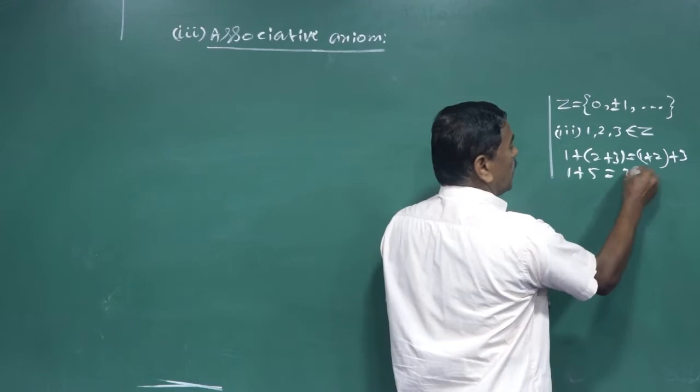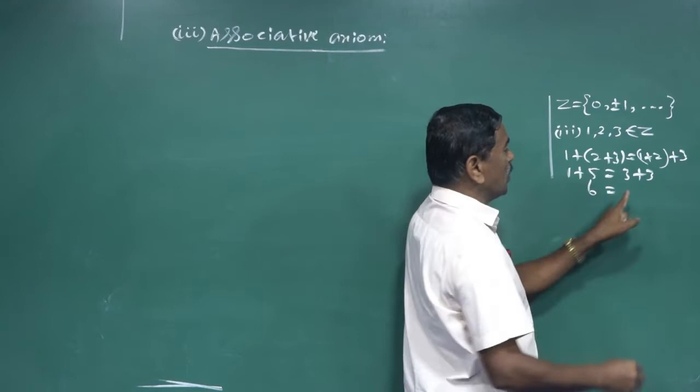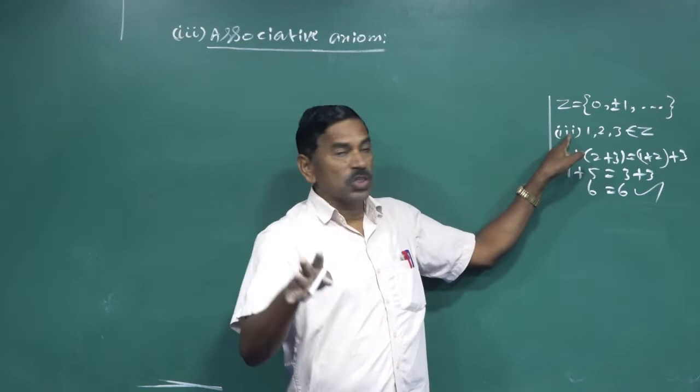3 plus 3 is equal to 1 plus 5 equal to, yes, 6. So 6 is equal to 3 plus 3 is equal to 6. Therefore, listen, to prove associative axiom, I want to select any three elements in the given set.